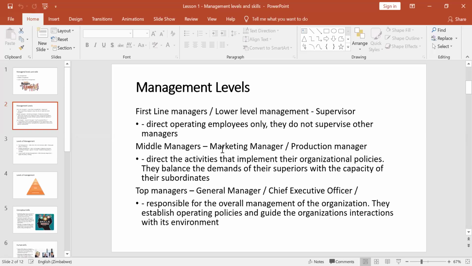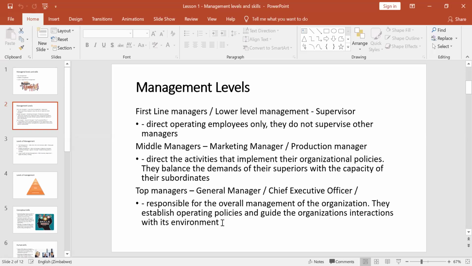So the middle managers, they direct activities according to their departments or to their areas of expertise. And then they also, in a way, supervise the first line managers. Then we have the top management. The top management, they are responsible for the overall management of the whole organization. They establish operating policies and guide the organization's interactions with its environment.